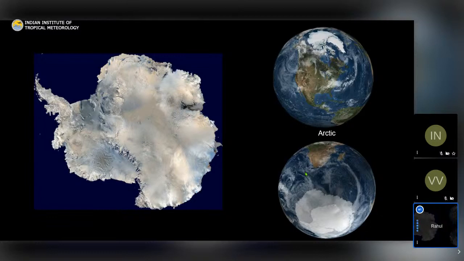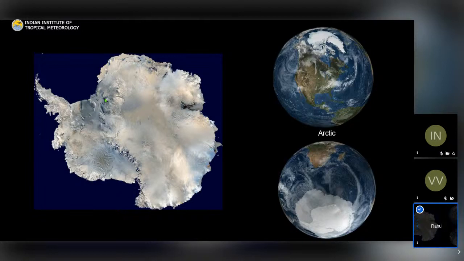When you look at the two globes that I have placed, what you see is that Antarctica is diametrically opposite to the Arctic Ocean. These are sometimes called antipodes. When you look at Antarctica, it can be divided into two parts by the Transantarctic Mountains. If these are the Transantarctic Mountains, this is West Antarctica and this is East Antarctica. More about Antarctica in the slides to come.